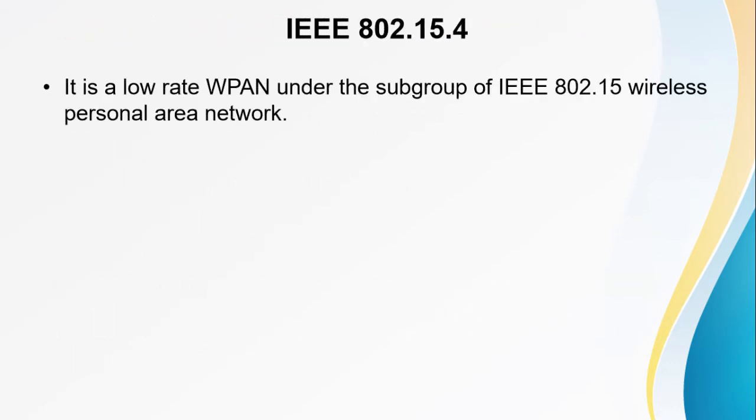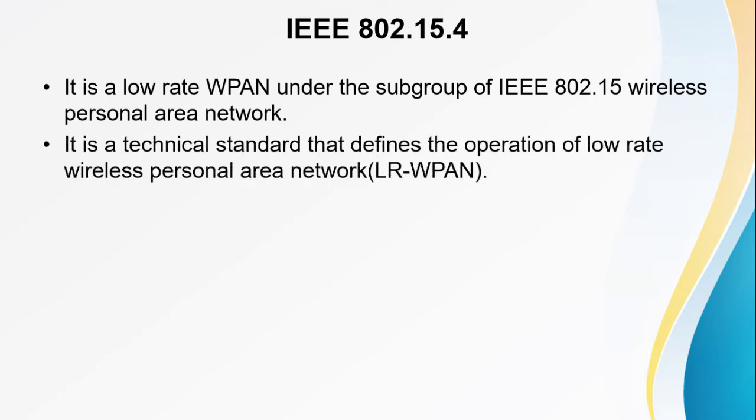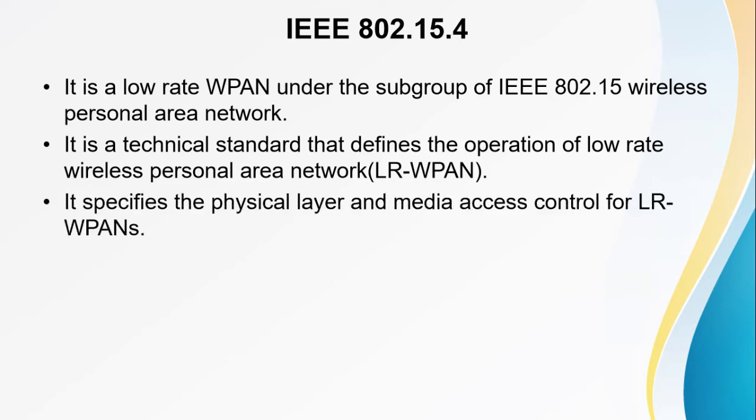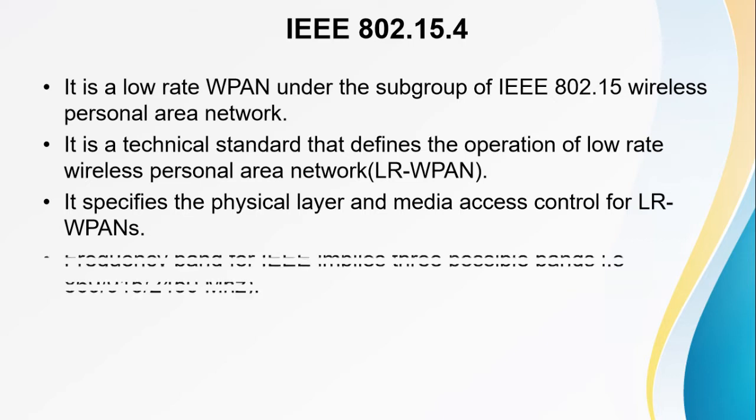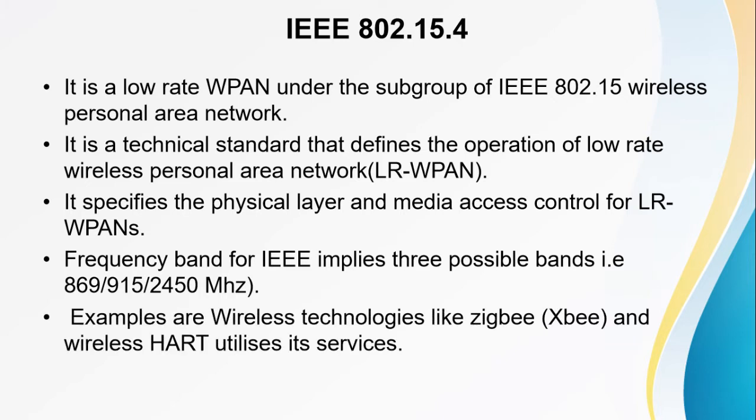It is a low-rate wireless personal area network under the subgroup of IEEE 802.15 wireless personal area network. It is a technical standard that defines the operation of low-rate wireless personal area networks. It specifies the physical layer and media access control for low-rate wireless personal area networks. The frequency band of IEEE 802.15.4 implies three possible bands, that is 869, 915 and 2450 MHz. Examples of wireless technologies like Zigbee, XBee and WirelessHART utilize the IEEE 802.15.4 services.